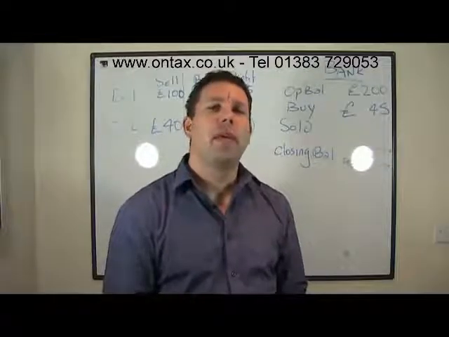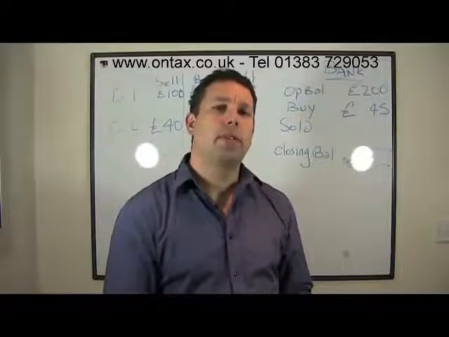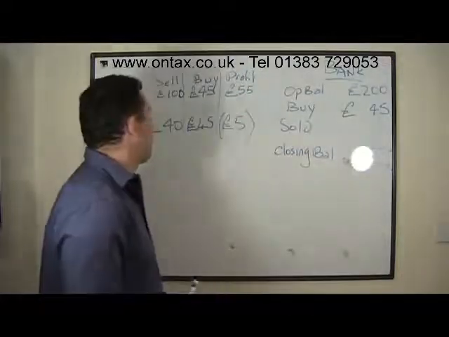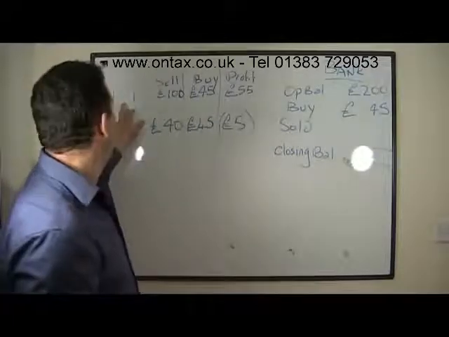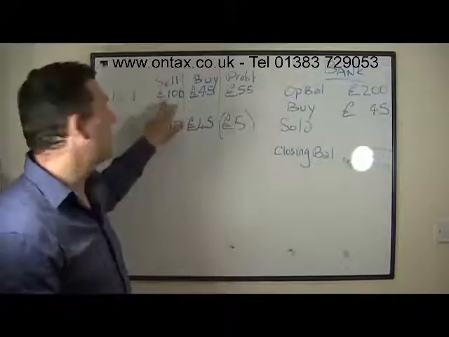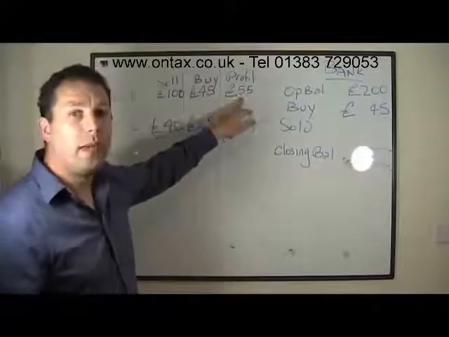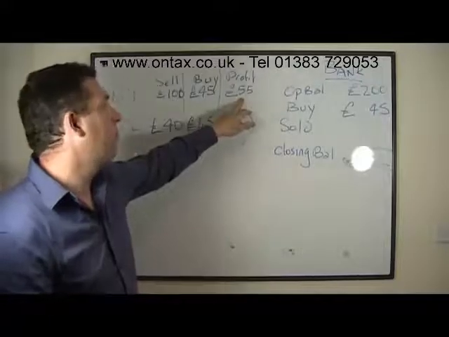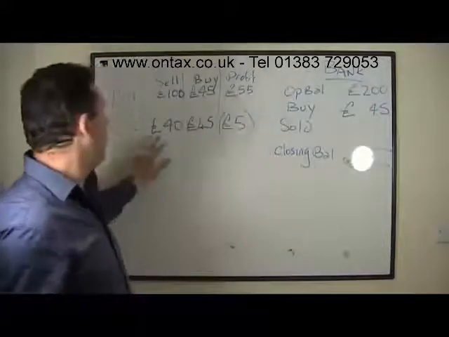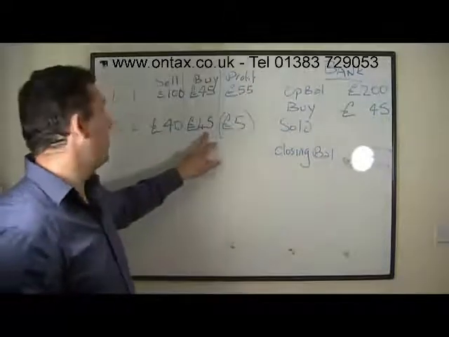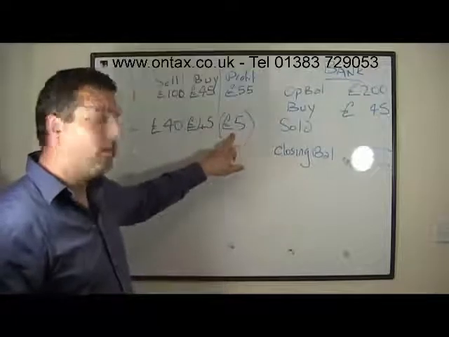In today's video we're going to explore the relationship between profit or loss and cash flow and why these things are important. So let's look at a basic illustration of this. In example 1 we have sales of £100, our purchases of £45. Therefore, we've made a profit of £55. In example 2, we've made sales of £40, purchases of £45, and therefore a loss of £5.